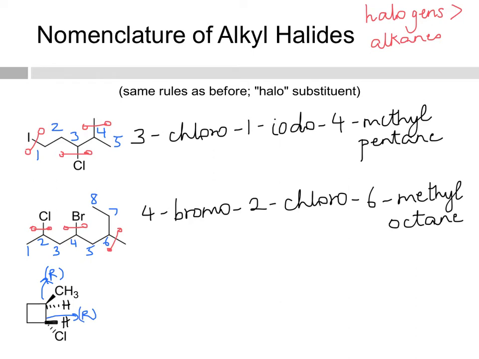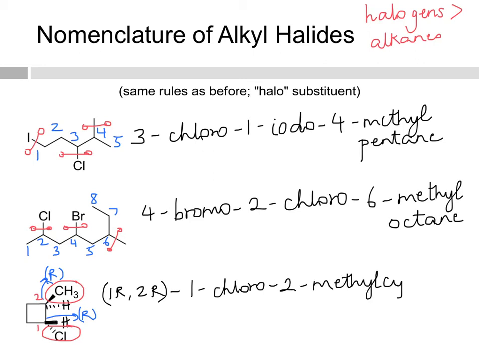Now let's look at the substituents. We have a methyl and we have a chloro. We're going to give priority to the chlorine, so this is going to be carbon 1 and this is going to be carbon 2. And so if we put it all together, we're going to start with the stereochemistry. So we have 1R, 2R, hyphen, and then we're going to alphabetize, so 1-chloro, 2-methyl, and the parent name is cyclobutane.